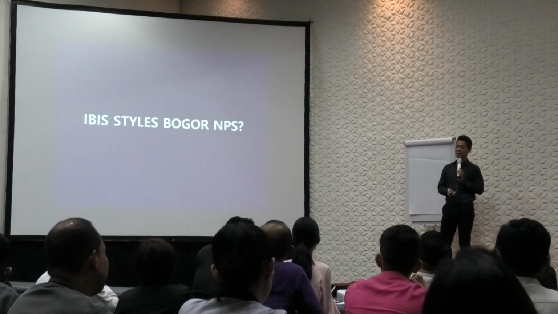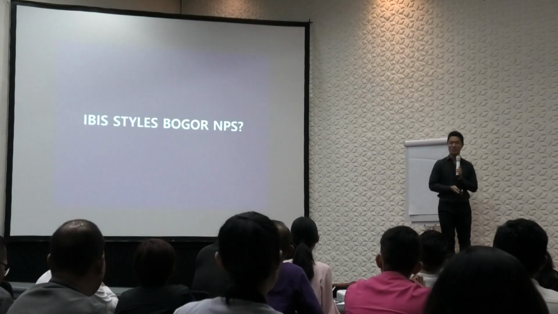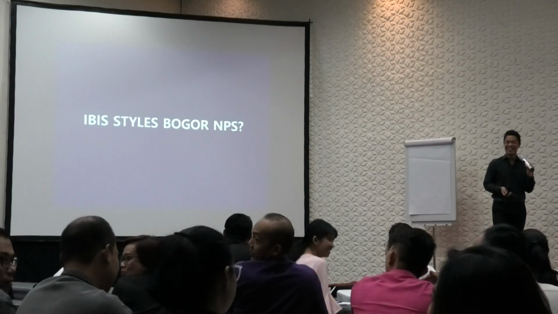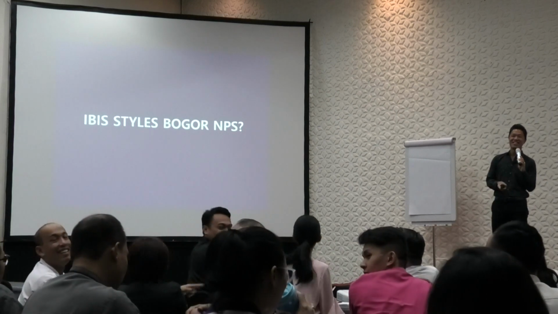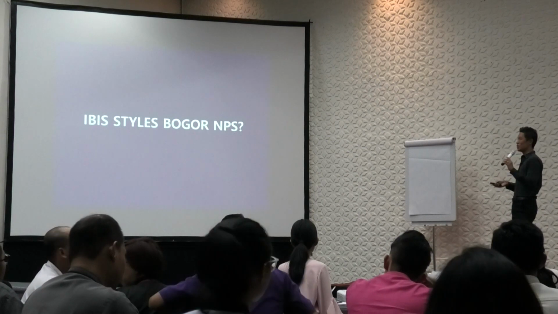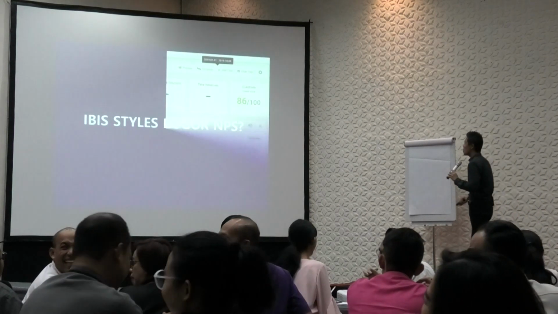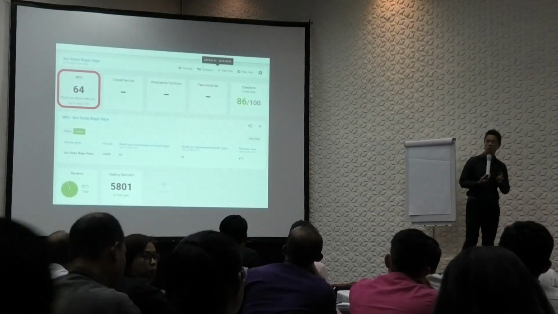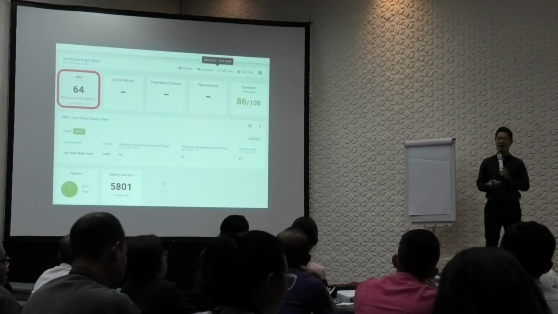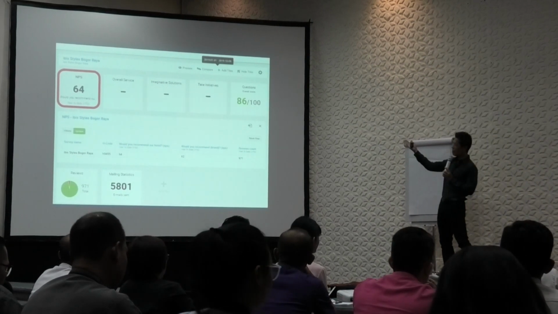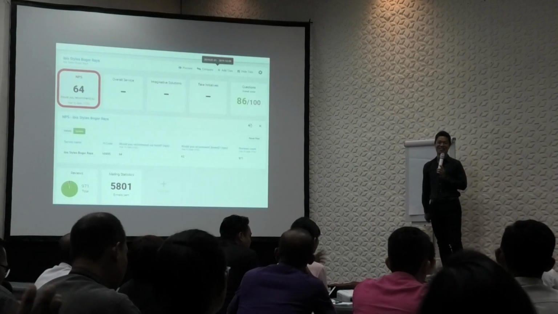EB Style Bogor Raya, what is our NPS? Hello. Are you here? Okay, you wish. We are a cluster, so we have exactly the same NPS. EB Style last year 64, this year 64. So we are maintaining the same NPS score for 2 years in a row. So another fantastic score. Well done. Thank you.